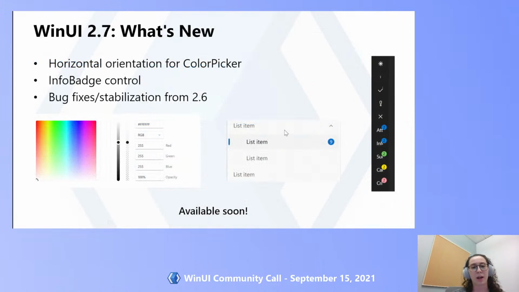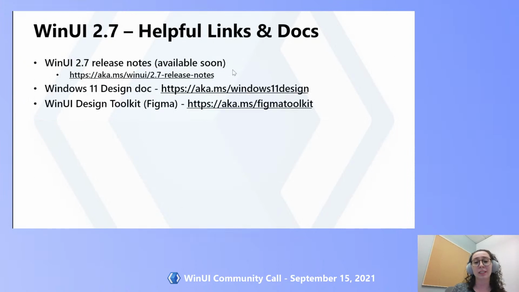So a little bit about WinUI 2.7. What's upcoming is the horizontal orientation for color picker, as you can see here on the left. We're also working on the info badge control, which you can see here integrated with navigation view. And there are also some bug fixes and stabilization from 2.6. So WinUI 2.7 will be available soon. Our release notes will be at this aka.ms link. And if you'd like more information about Windows 11 design in general, you can view this link, and our Figma toolkit for the design components will be updated here.